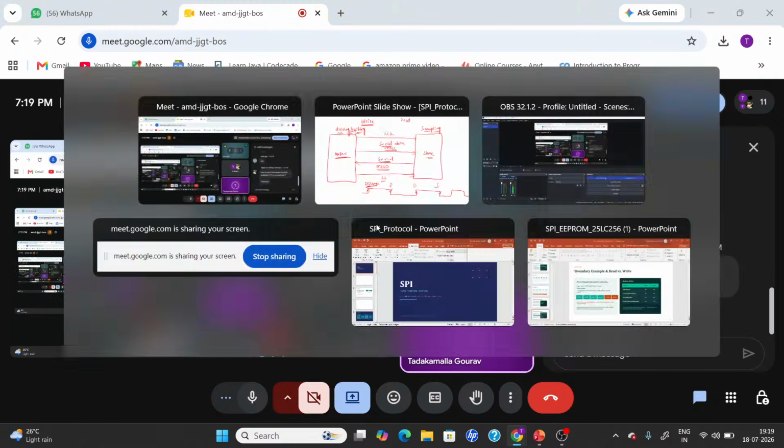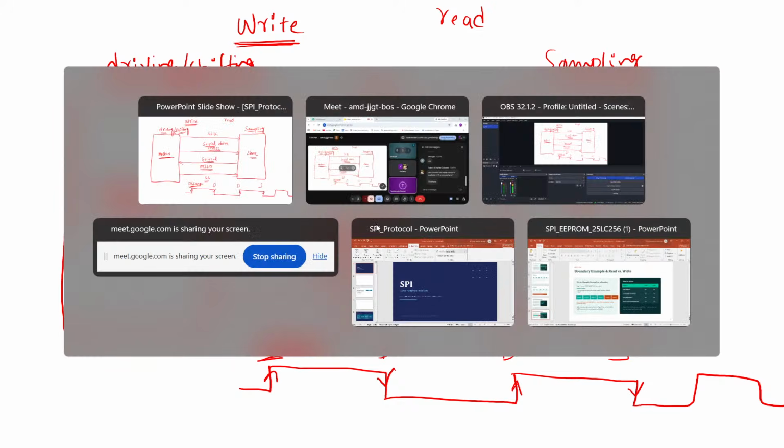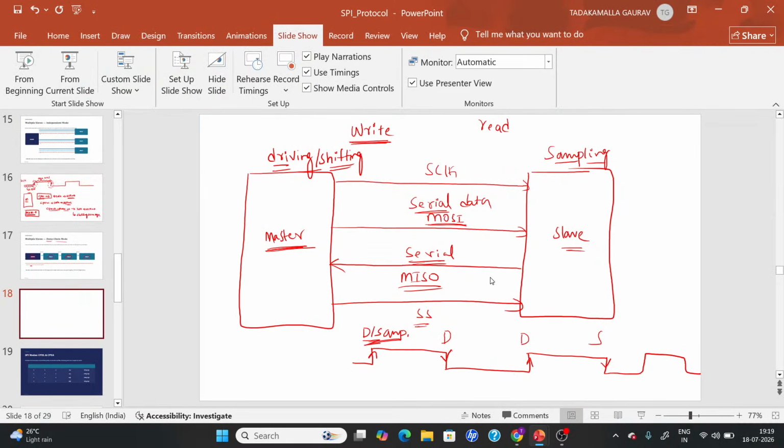Okay, great. Now, if you're working with actual FPGAs, how are you going to work with this SPI controller, and what is this EEPROM? Let us try to have the discussion. And let me share one more screen. One second.